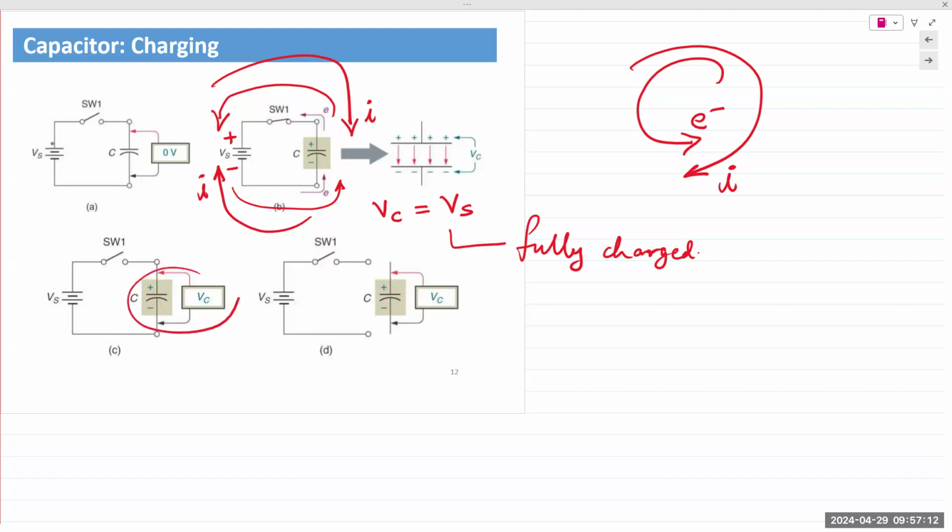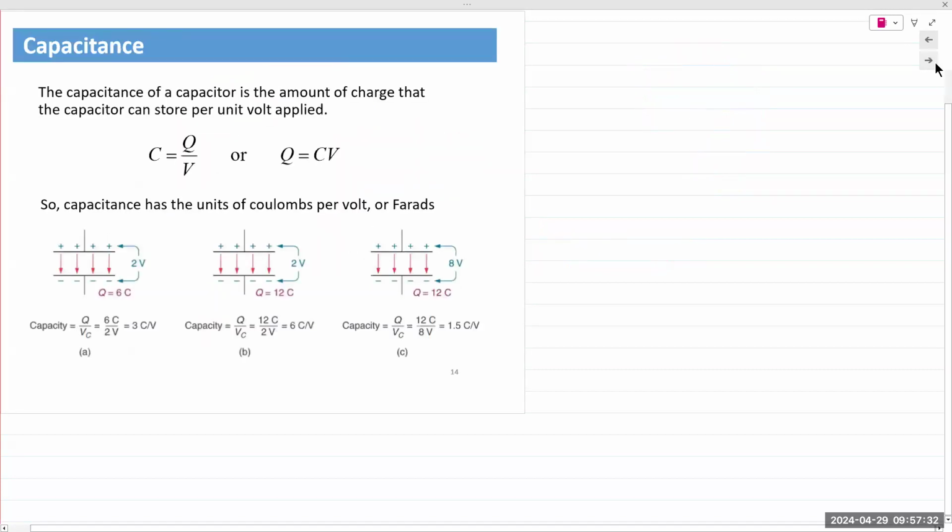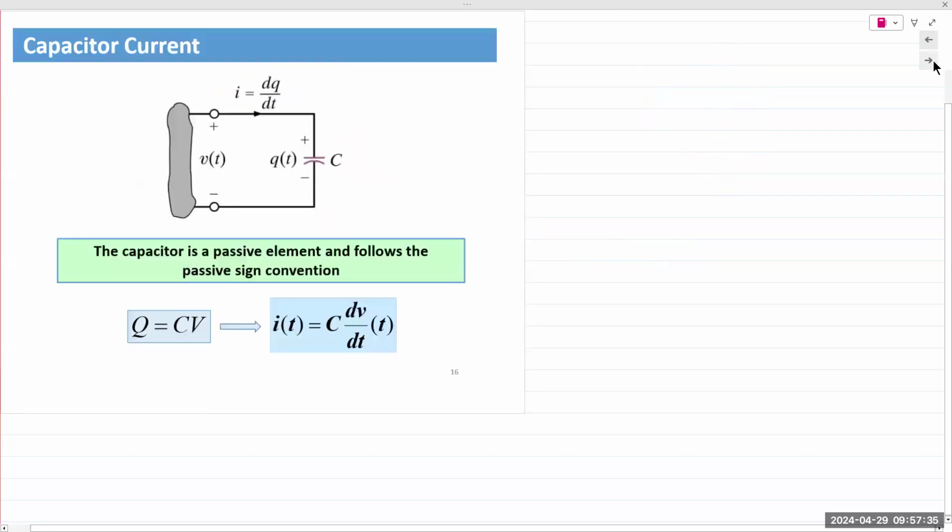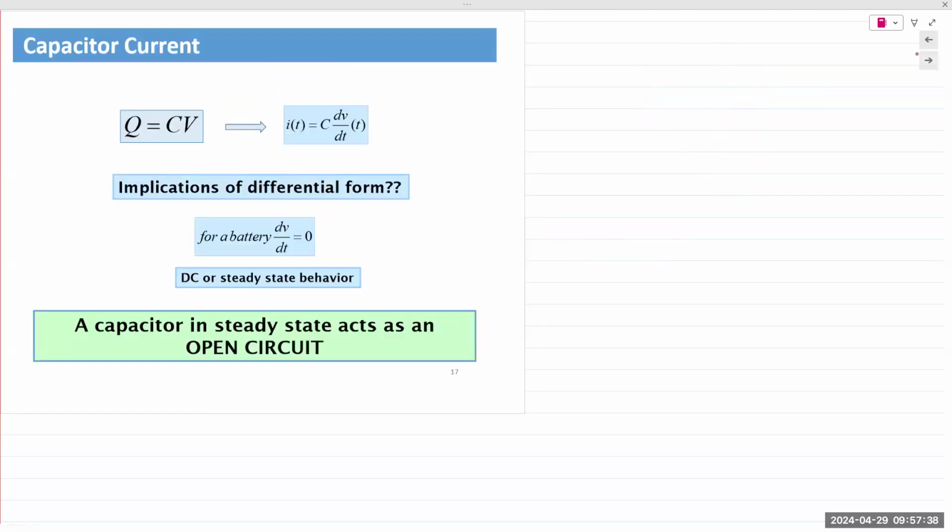Remember what I said, that at one point VC will equal VS and the capacitor becomes fully charged. No more electrons will flow through. If electrons are not flowing, that means current has come to a stop. I is equal to 0, and the voltage has reached maximum. That means the capacitor acts like an open circuit, because no more electrons are flowing and current stops. We say the capacitor behaves like an open circuit when it reaches full charge.